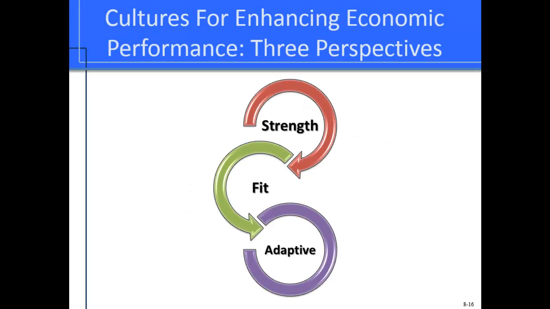There are 3 perspectives that have been proposed for increasing an organization's competitiveness and profitability. So these are the 3 cultures for enhancing that economic performance: strength, fit, and adaptive. Now, the strength perspective assumes that the strength of a corporate culture is related to a firm's long-term financial performance. The fit perspective assumes that an organization's culture must align or fit with its business or strategic context. And lastly, the adaptive perspective assumes that the most effective cultures help organizations anticipate and adapt to environmental changes.